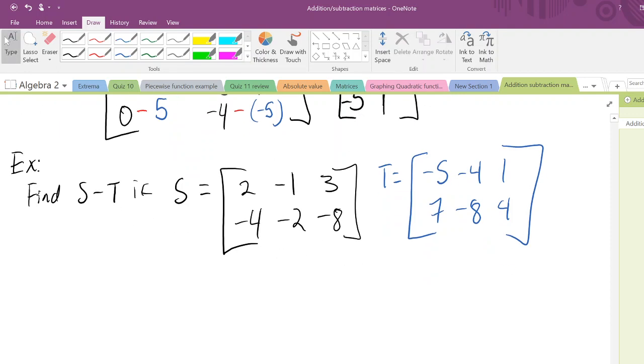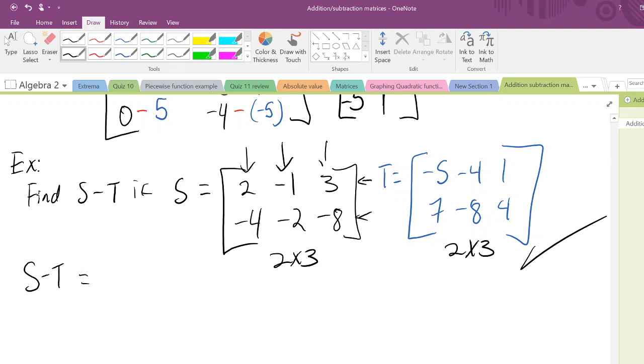So S minus T is going to be, so let's look at the dimensions. This is a 2 by 3, and this is a 2 by 3. So they match, right? Because there's 2 rows and 3 columns on each. So let's do it down below.